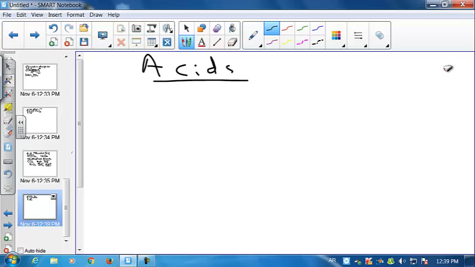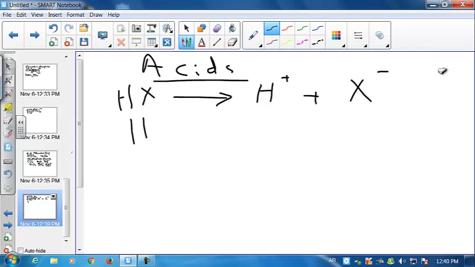Acid is the substance that dissolves in water to increase the hydrogen ion concentration. How do we name it? If it is a binary acid like HCl, it is hydrogen chloride, +1 and -1. HF is hydrogen fluoride.